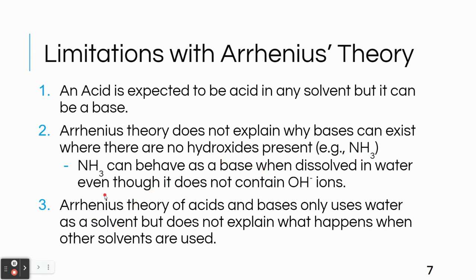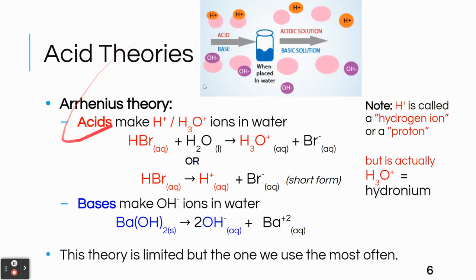And the other thing as well is that Arrhenius' theory of acids and bases only uses water as a solvent, but it doesn't really explain any other solvents when you put substances in them. So it's very limited. This theory is really, as you can see in the definition, acids make H+ in water. Bases make OH- in water. And if something's an acid, it's always an acid, no matter what. It doesn't matter what you're reacting with, it's going to act as an acid. That's according to Arrhenius' theory, but in reality, it's not the case.